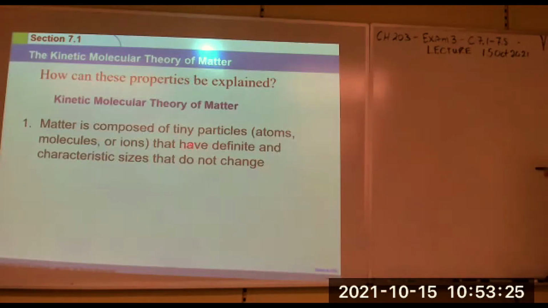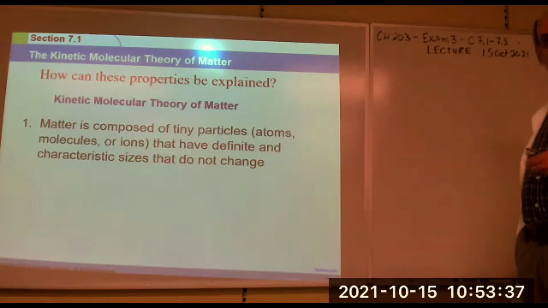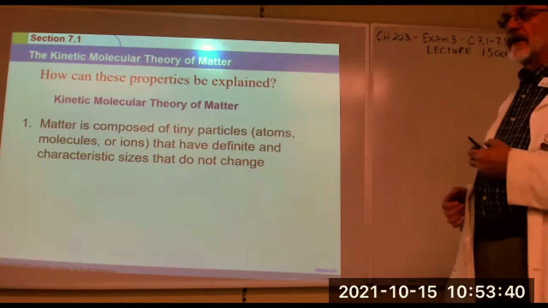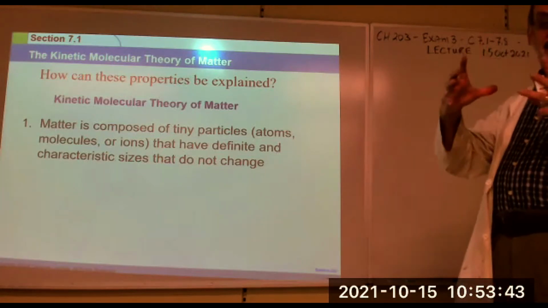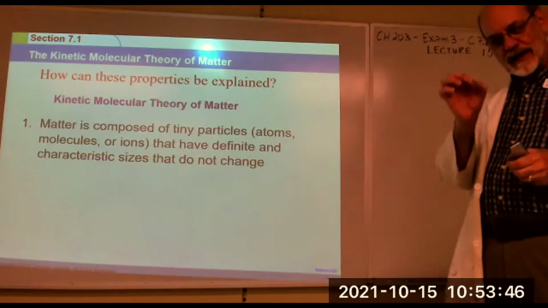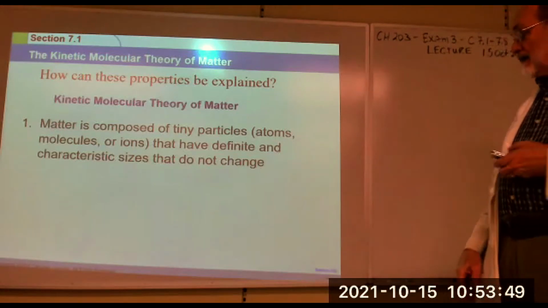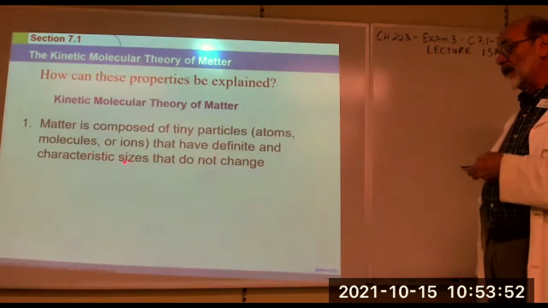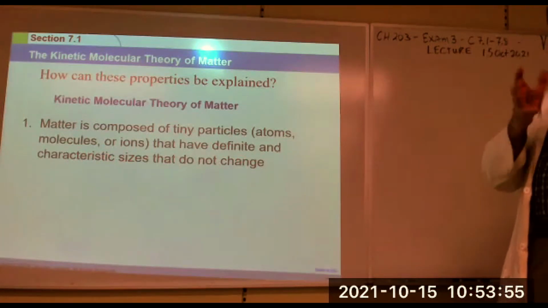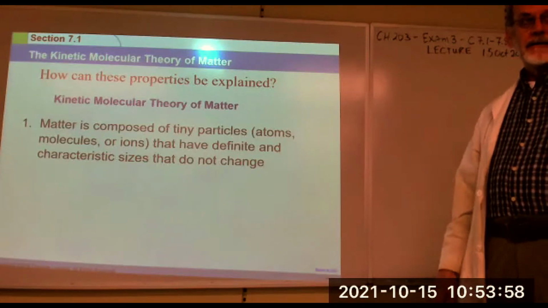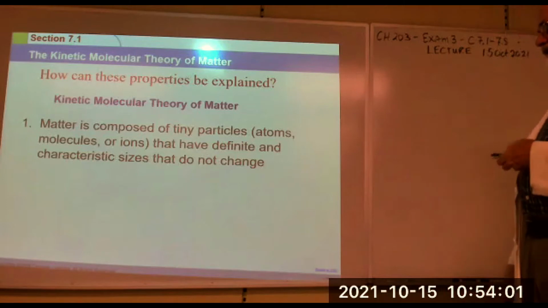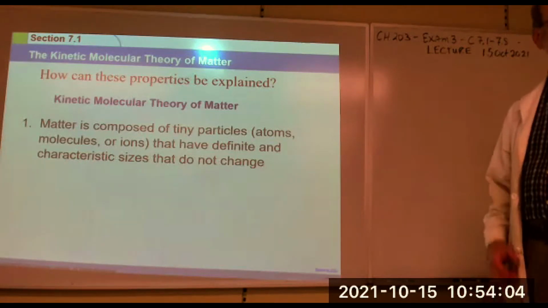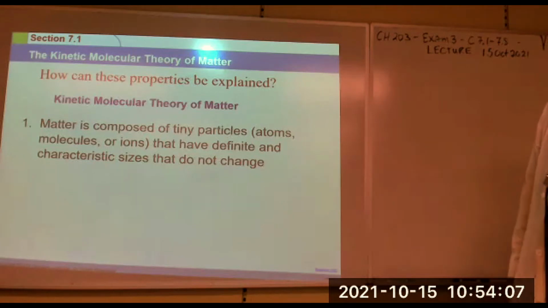Matter is composed of tiny particles, sometimes atoms, sometimes molecules, sometimes ions. And they have a definite size. And those sizes do not change. So if we have a molecule of table sugar, it'll be like that. And if you have a molecule of water, it'll be like that. It's a different size and shape. And all of these things in combination, including our discussion on polarity, contribute to their behavior, the characteristics that are assigned to these particles of matter.